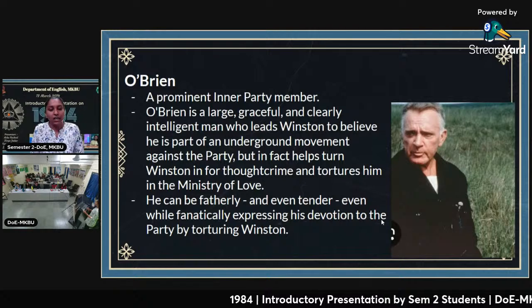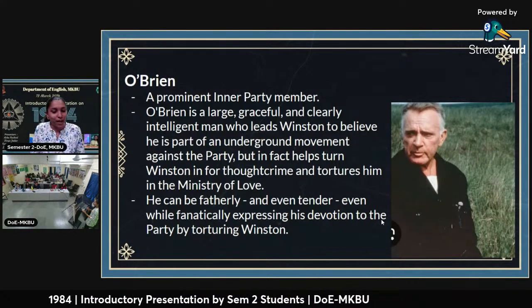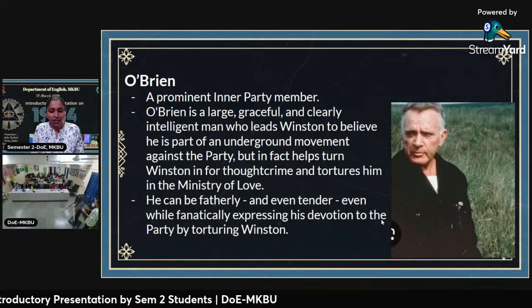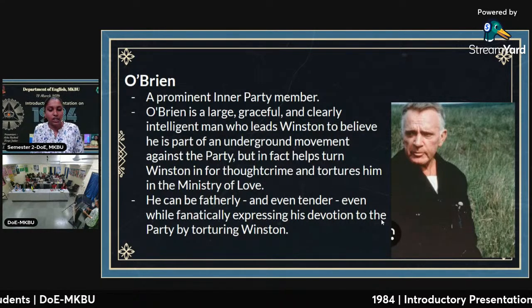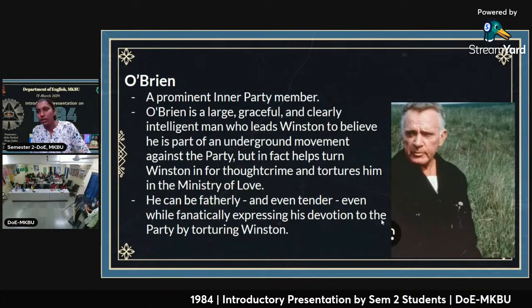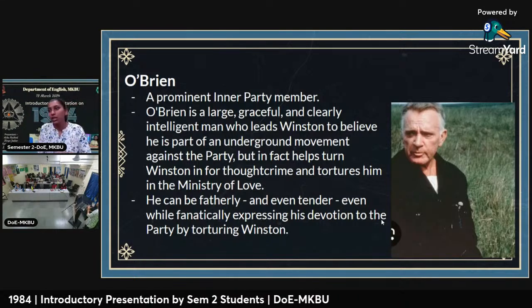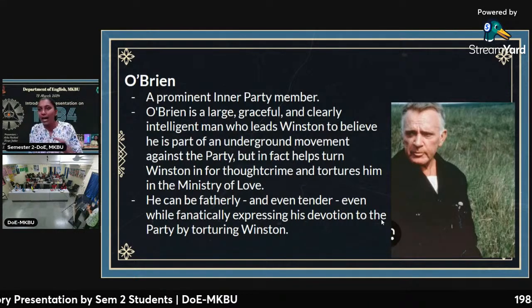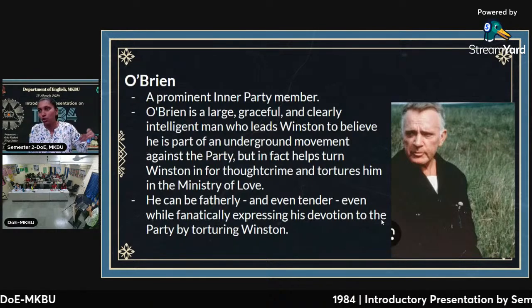Here come other qualities of O'Brien. He can be fatherly and even tender. We can see that in the novel as well, even while fanatically expressing his devotion to the party by torturing Winston. So he is also the archetype, because whether the propaganda or the group is wrong or right, there are some people who blindly follow the propaganda. So O'Brien is the face of that party.